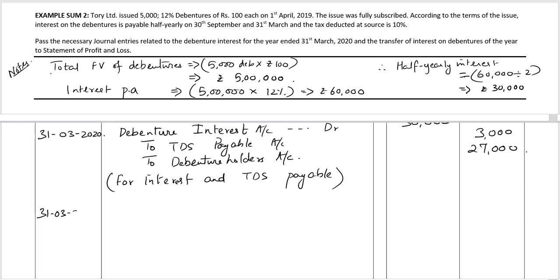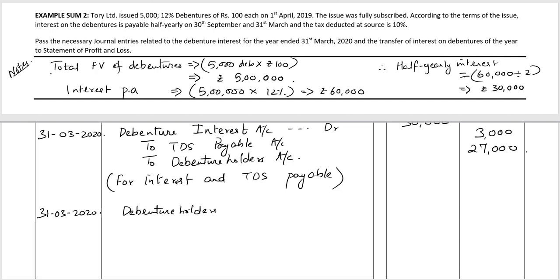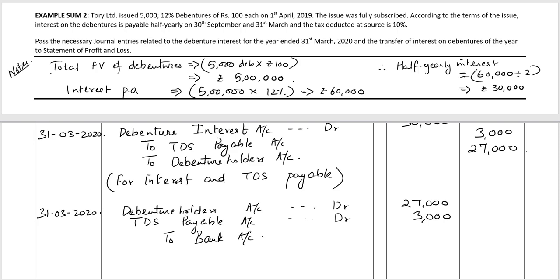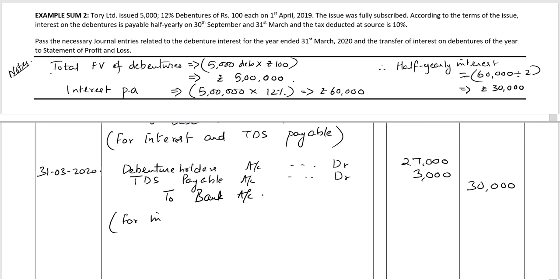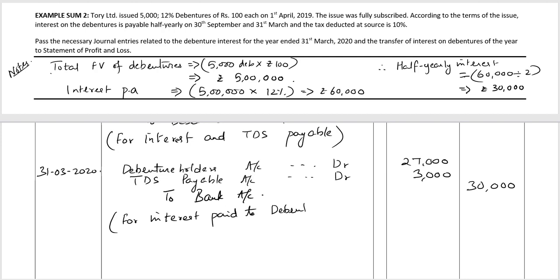Next entry is to pay them off. 31/3/2020 debenture holders account debit 27,000 rupees, TDS payable account debit 3,000 rupees to bank account, 30,000 rupees outflow of cash, for interest paid to debenture holders and TDS deposited with government.